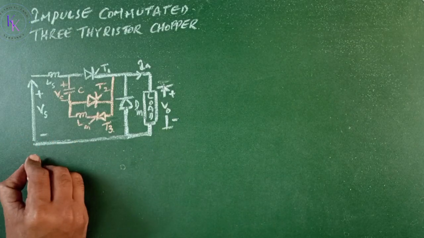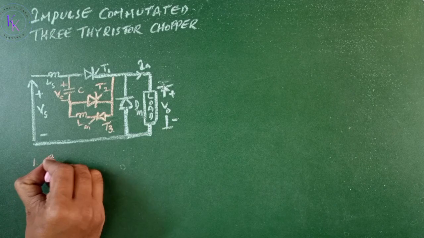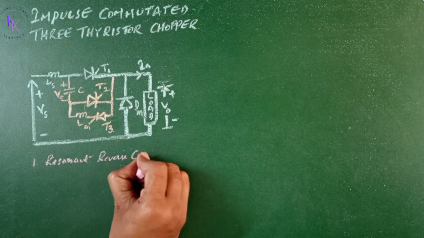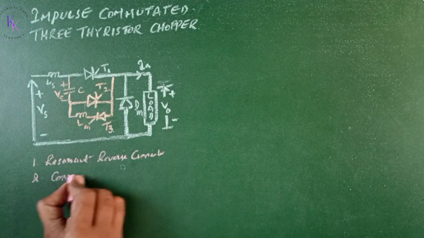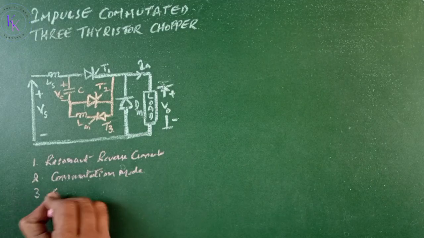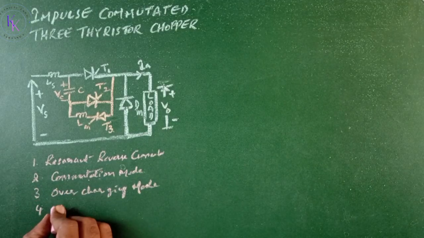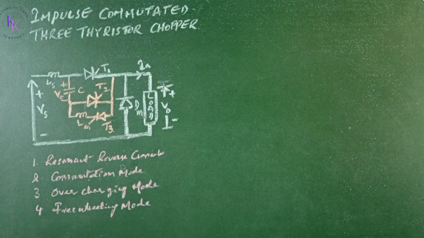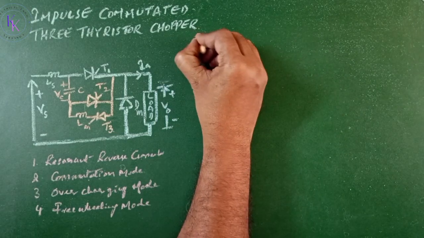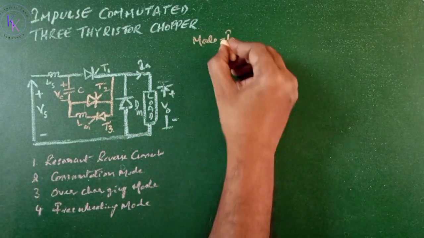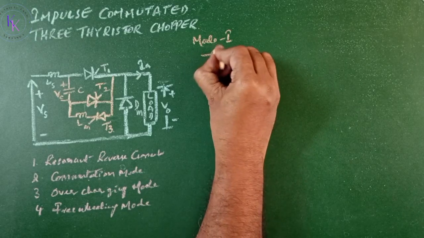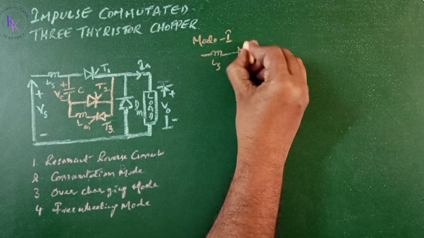It has 4 modes of operation. The first one is the resonant reverse current mode. The second mode is the commutation mode. The third one is the overcharging mode, and the fourth one is the freewheeling mode. Here the fourth one is the undercharging mode in the case of the impulse commutated chopper with 2 thyristors and 1 diode. That is eliminated.